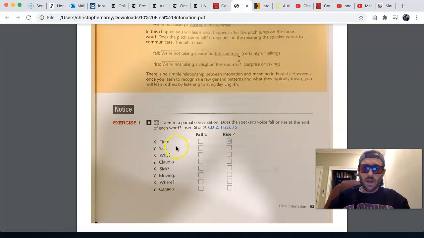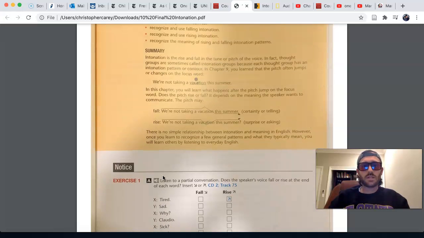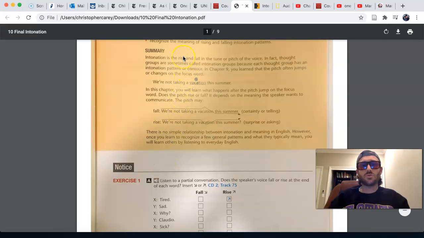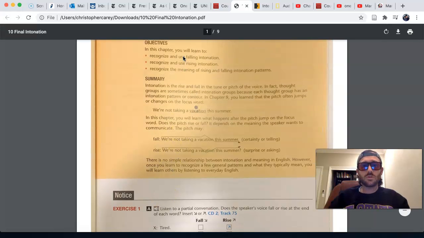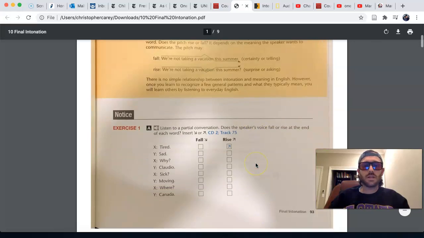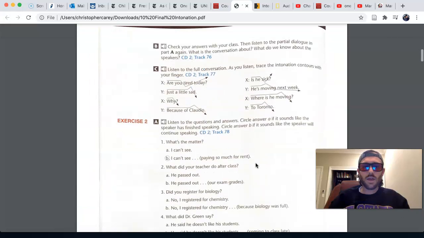Some of these have the pattern of rising, some of these have the pattern of falling. And again, we're going to look in greater detail as to the use and the intended meaning behind the use of rising and falling intonation patterns. Let's do one more together.